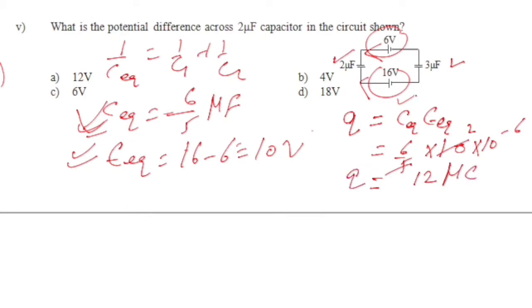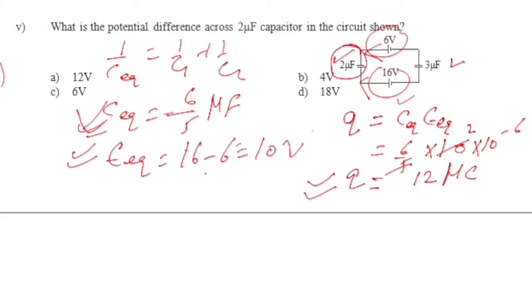So in case of series combination, both capacitors have same charge. Q is equal to 12 microcoulomb. All these things you calculated. Now what is the potential difference across 2 microfarad capacitor? You have to calculate potential difference across this 2 microfarad capacitor.